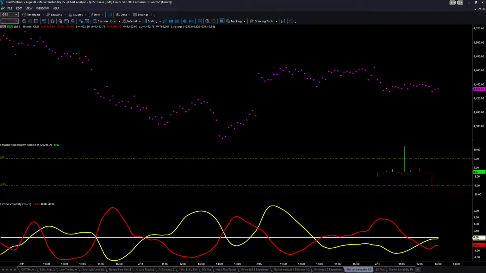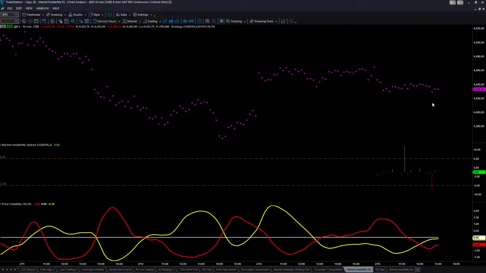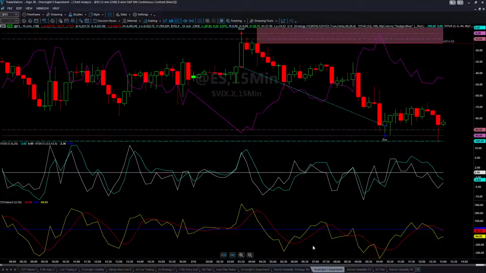is no setup on this whatsoever, except that I'm using the instability spikes right here to determine when there's going to be minor pullbacks, just like we saw right here. Boom. Dang it. Right there. And then boom, price went up. All right, not a lot, but still.